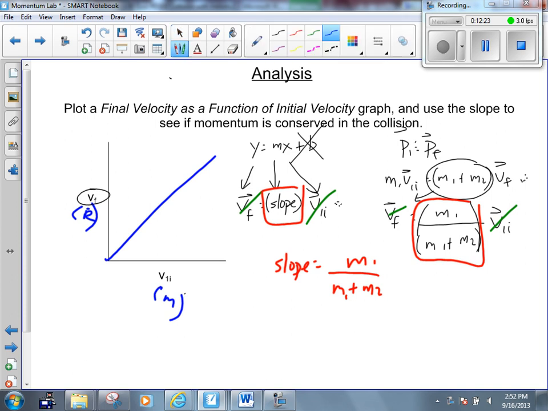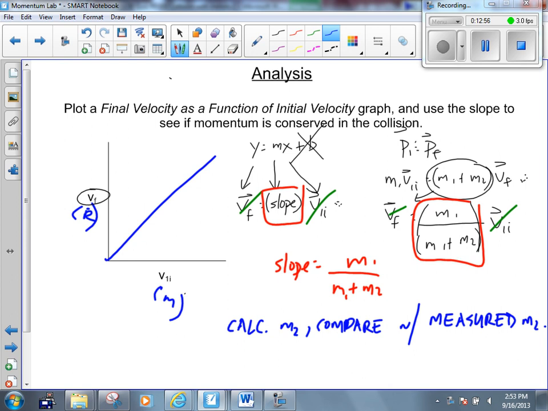All right, next I want you to calculate m2 and compare it with the measured value of m2. Why do we want to compare it with the measured value, the one that you took with the triple beam balance scale? Well, because we made an assumption here to calculate the value of m2. We assumed that the law of conservation of momentum holds.